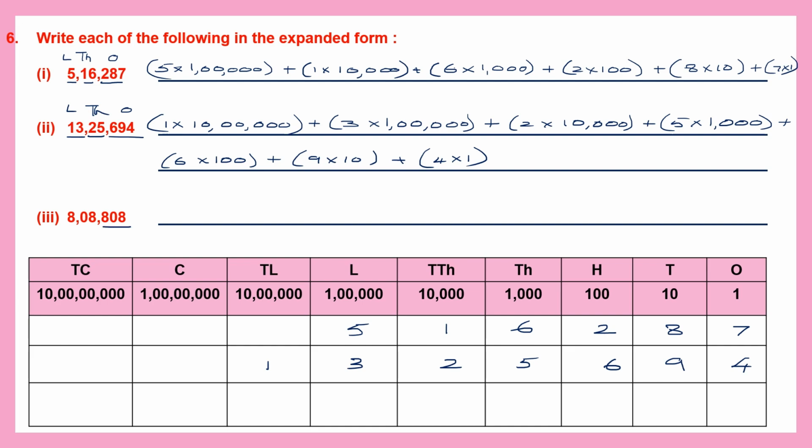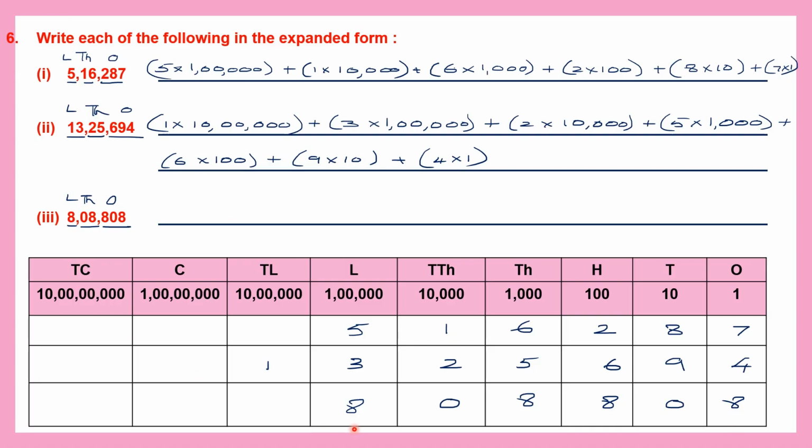So here we have 808 in the ones period. Then we have 0 and 8 in the thousands period, and 8 in the lakhs period. So here we have 8 into lakh. Then 0 is in the 10,000s place. We don't even have to write 0. Plus 8 into 1,000 plus 8 into 100 plus 0 into 10, or simply leave it blank, 8 into 1.